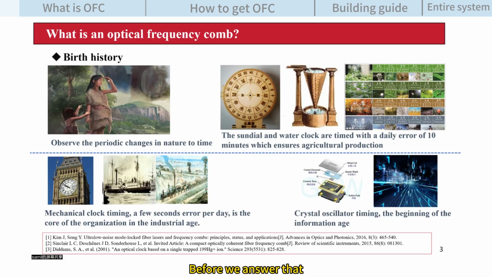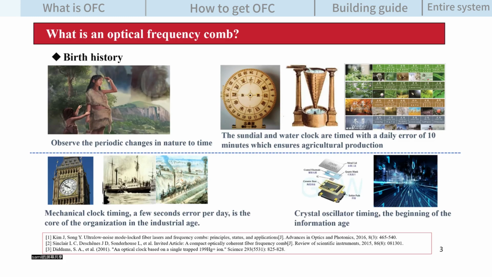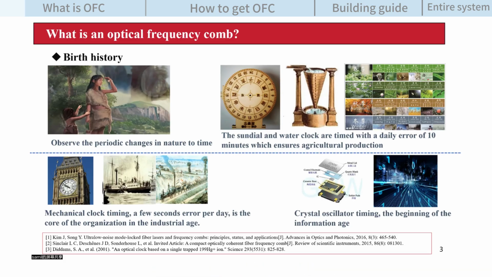Before we answer that, let's take a quick look at how people have measured time through history. Timekeeping is about finding a reference point and counting how often it repeats. By multiplying the number of repetitions by the time interval, you can get the total time passed, so you can know what time it is now. In ancient times, people used the sunrise and sunset, or changes in the seasons and the plants to tell the time. But these methods were not very accurate.